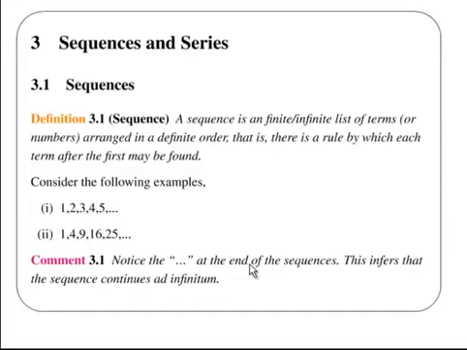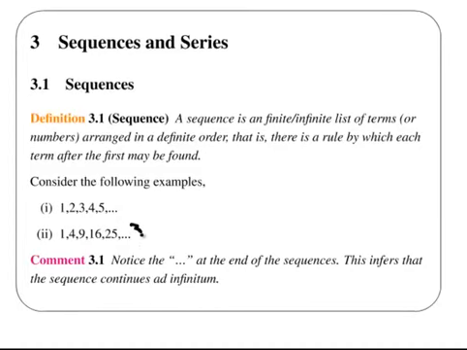So first, two very simple examples: 1, 2, 3, 4, 5, straightforward enough. And the second example, 1, 4, 9, 16, 25. If you notice that those are the squares of 1, 2, 3, 4, 5, you might quickly spot that the next number necessarily is 36, 6 squared. Now, notice the dot dot dot at the end of the sequences. This infers that the sequence continues on ad infinitum, indefinitely.